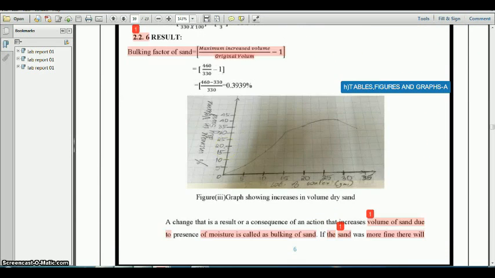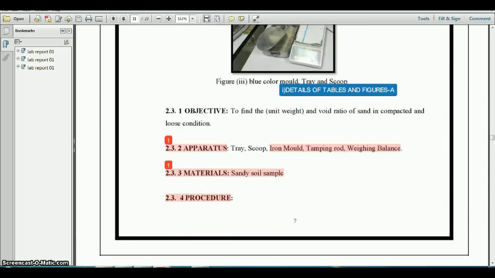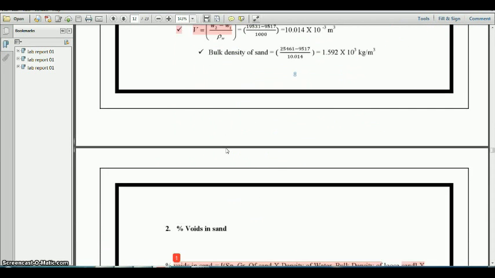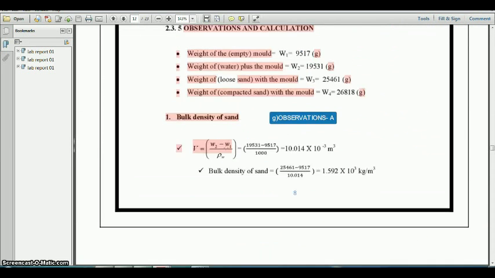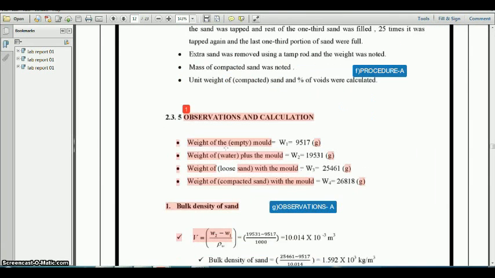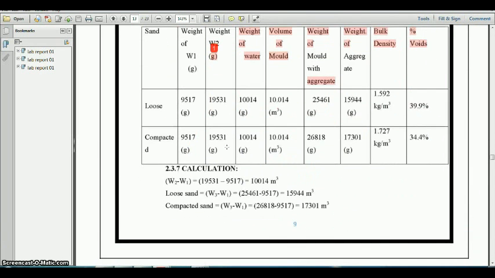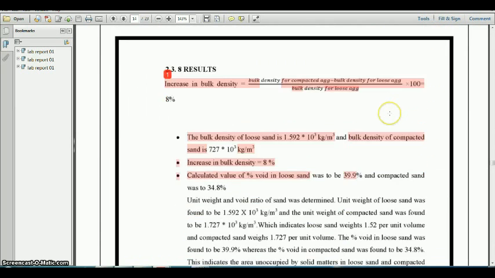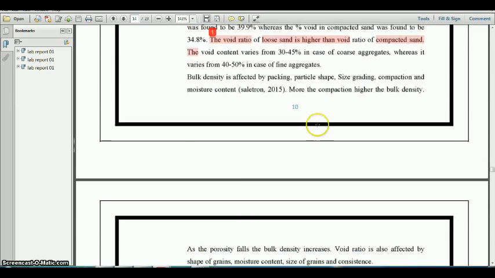While writing your bulk density of sand procedure, I want calculations. Please try to provide clear calculations. You should provide how you calculated. If you have the tabular form, I want to know how you calculated the bulk density, how you calculated the volume of the mold, how you calculated the percentage voids. Everything you need to mention clearly. For this experiment, calculations are very important.